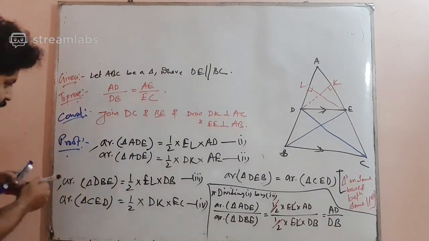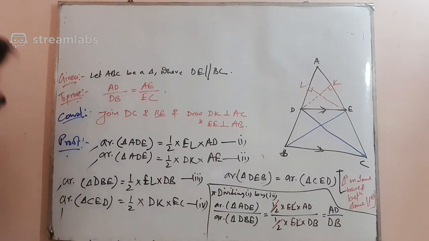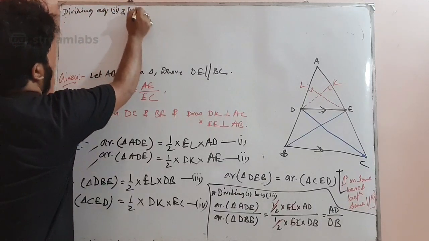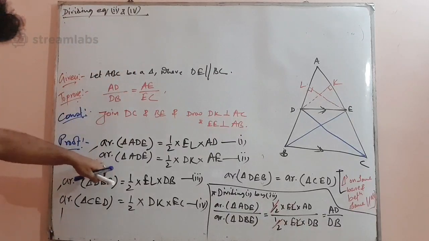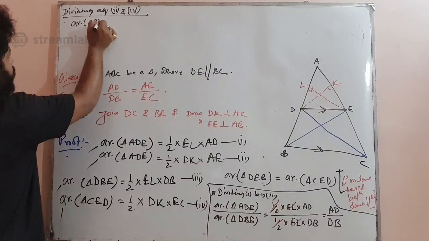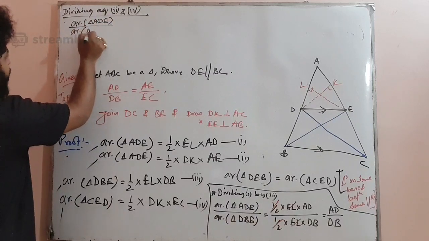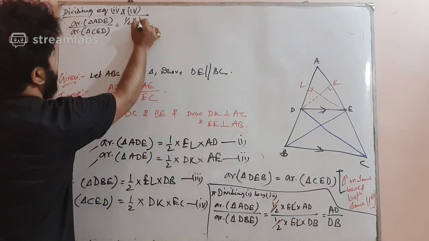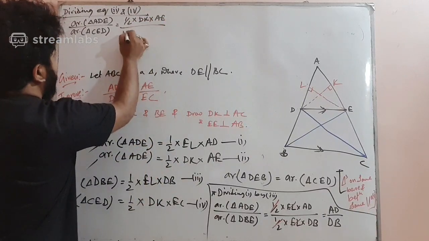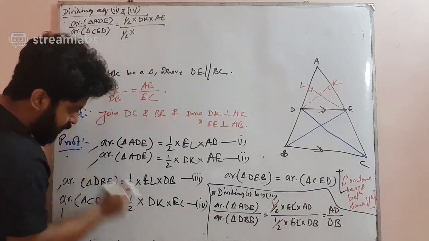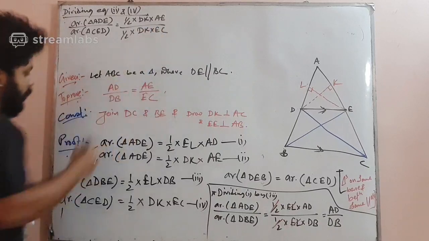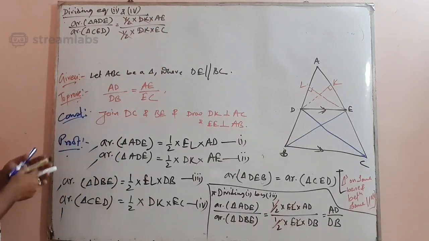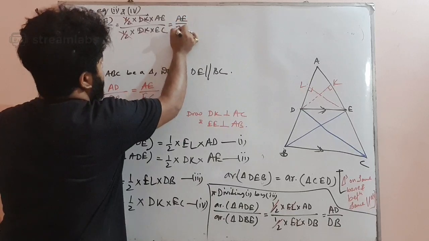Again, let's divide equation 2 and equation 4. Dividing equation 2 and equation 4, we get area of triangle ADE by area of triangle CED is equal to half into DK into AE by half into DK into EC. So the half and half will be cancelled, DK and DK will be cancelled. We get AE by EC.